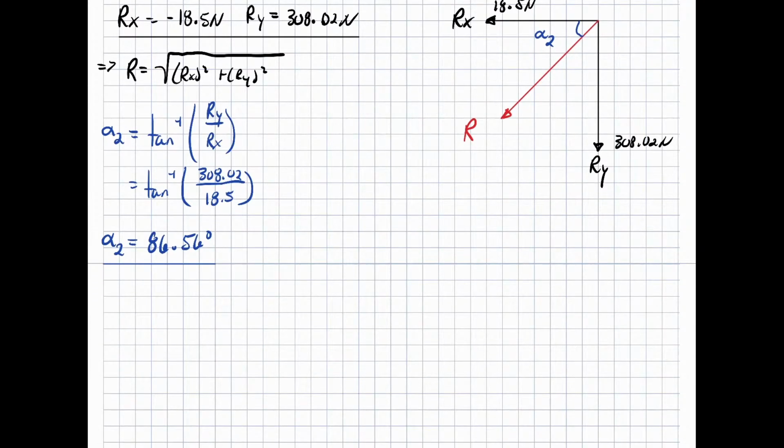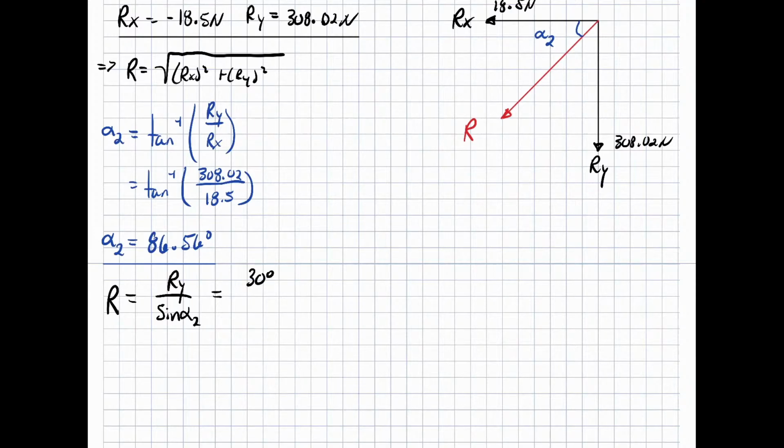Okay, so now that we know the angle, we can do the resultant as the sum of squares, or we can do the resultant as R is equal to Ry over the sine of alpha 2. So we can use the law of sines at this point to solve for a resultant instead of doing the sum of squares. Both ways should work, but if not, just do it the law of sines way and it will work out just fine for this problem.